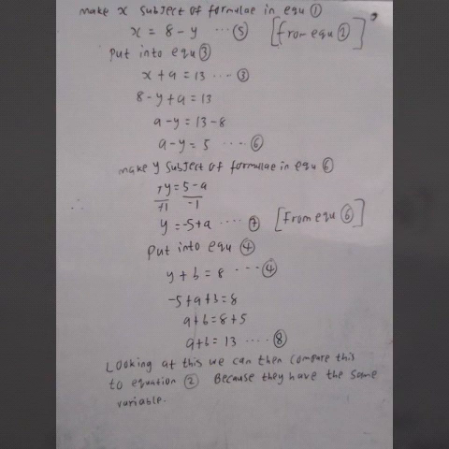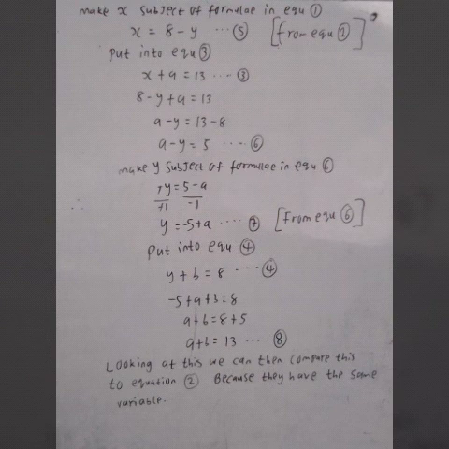So what do we do? We try to look for a way to get an equation so that we can get the value of one of the variables and then easily get the other values. So here we go. Make x the subject of the formula from equation 1. We got x equals 8 minus y. We put that into equation 3. In the long run, we got a minus y equals 5, which is equation 6.